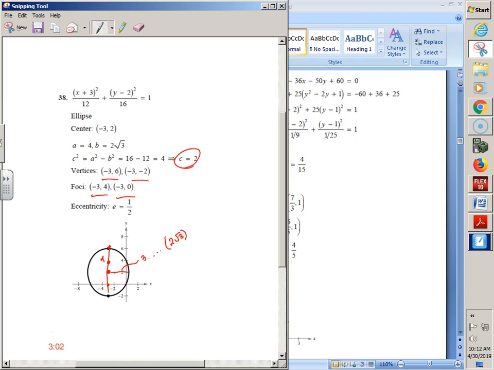And what's eccentricity again? C over A. Good. And what's 2 over 4? But wait a minute. C isn't just 1 away. C is 2 away. And A isn't 2 away. A is 4 away.